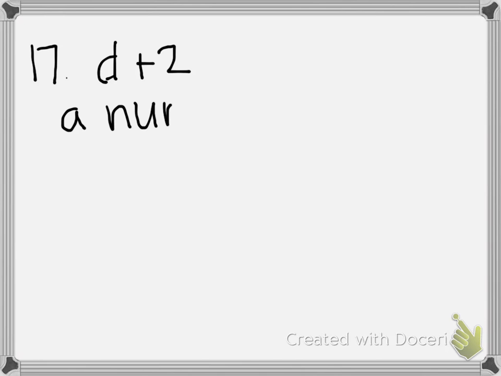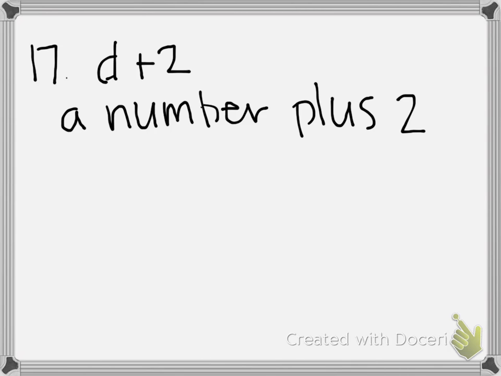We'll go down to number 17. Number 17 says write a word phrase for each algebraic expression. So once again, this is exactly what we were doing up at number 4 through 7. So my first one, I have D plus 2. D plus 2. So remember, D would stand for a number. So really what I'm saying is a number plus 2. Or you could write 2 plus a number.